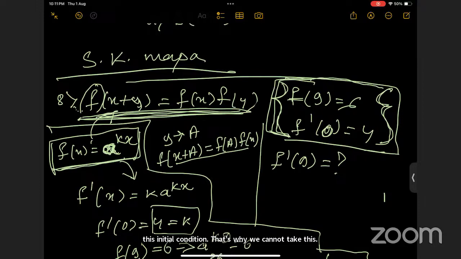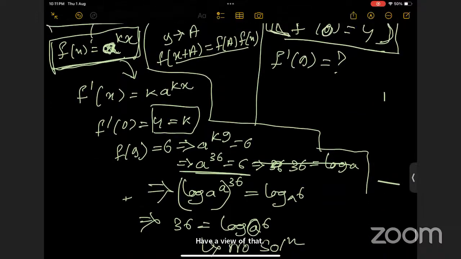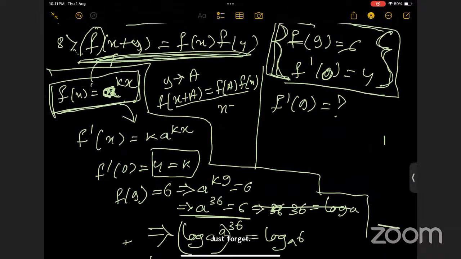Can I request you to ignore that possibility? Let us see what could have been the expected methodology by the questioner, the examiner. Just forget that f of x has got anything from the power equation. Let's see how we can take x equals to y. What is coming to mind? We can take x equals to y. Why?